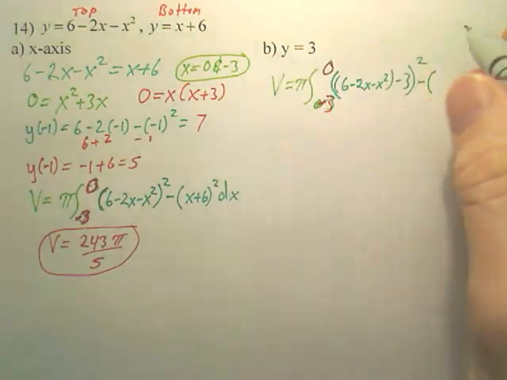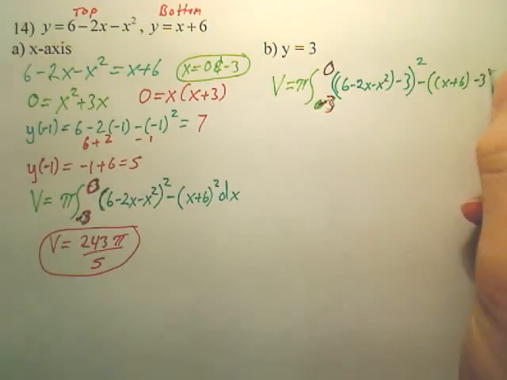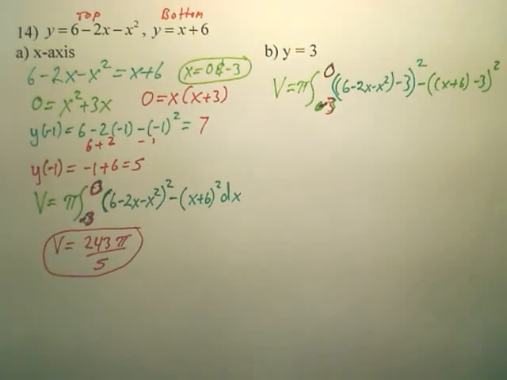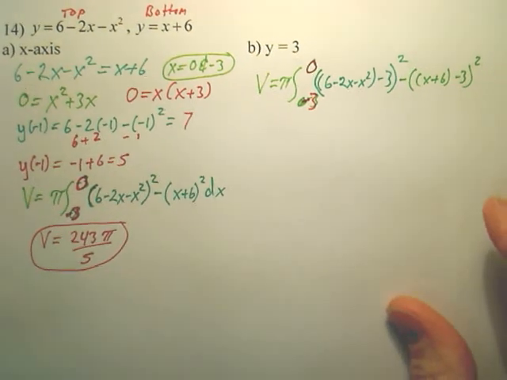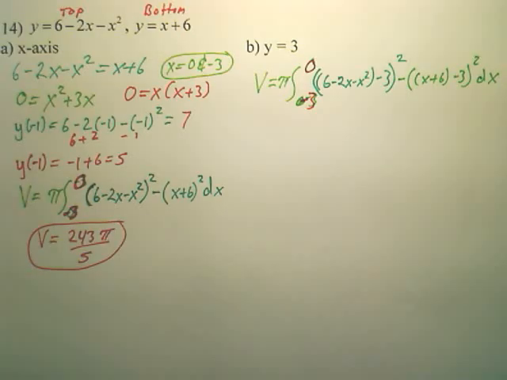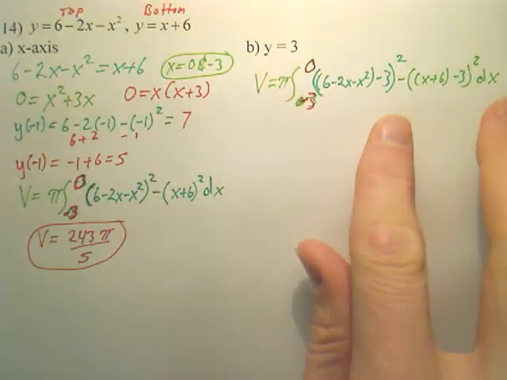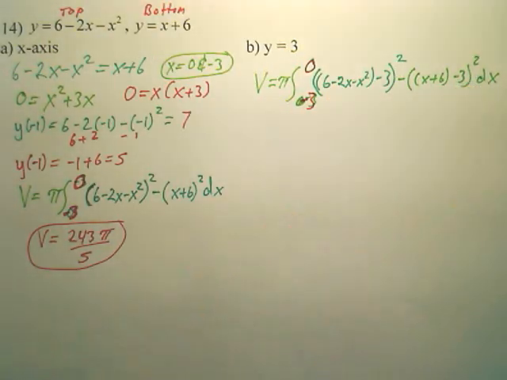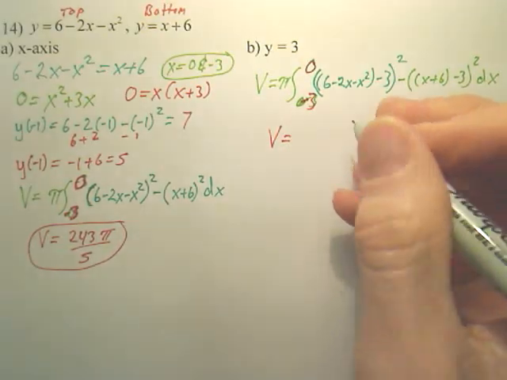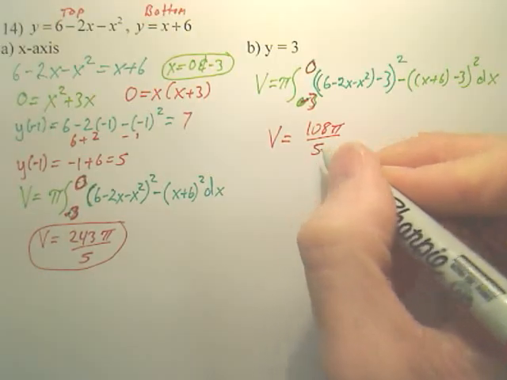Minus, same thing with the other one. It's going to be x plus 6 minus 3, and it's going to be dx. Again, it's minus 3 because when you're at y equals 3, you're 3 higher for both of these, so you want 3 less for each. If you were to integrate all that and do the volume, your volume would end up being 108 pi over 5.